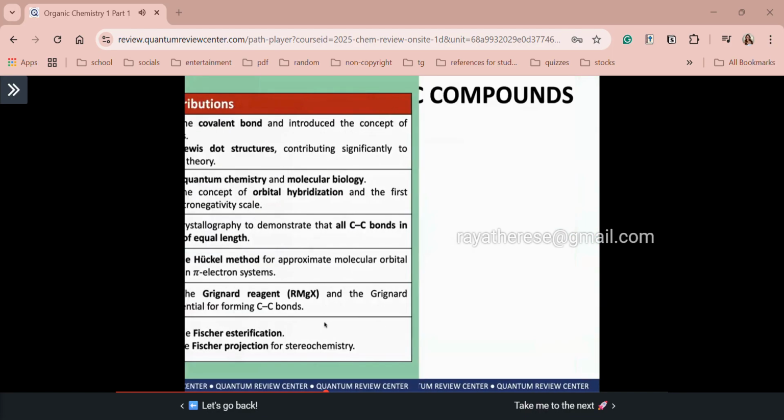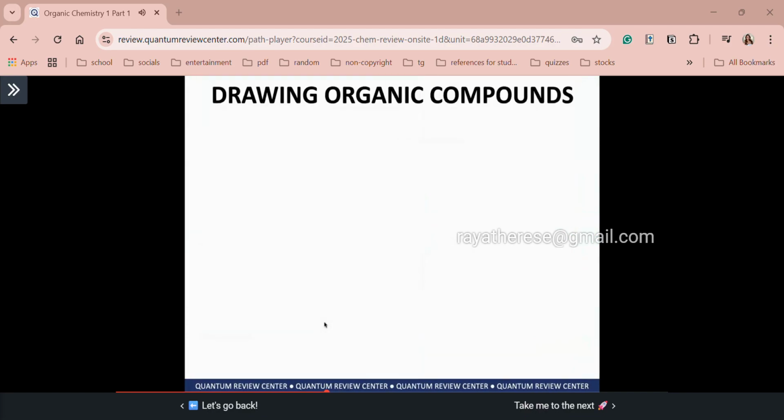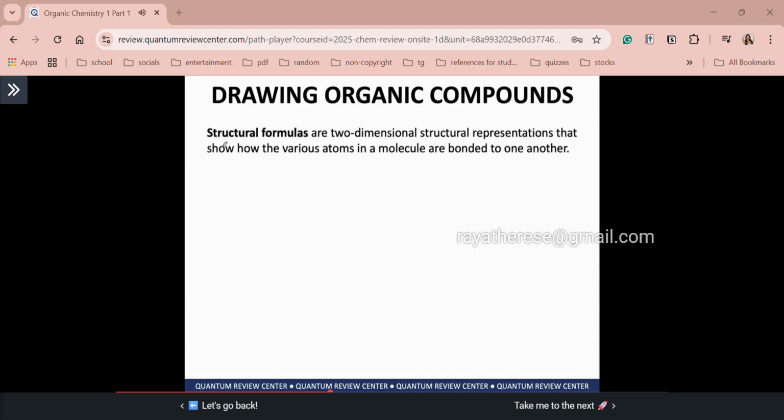So we are now going to discuss representations of organic compounds, particularly drawing your organic compounds. So class, let's start with our 2D structural representation. So of course, we have several kinds of formulas that we mainly use in order to visualize our organic compounds. Particularly in 2D representations, we have structural formulas. So class, formula defined as, it shows how the various atoms in a molecule are bonded to one another. So recall, for structural formulas, we are concerned with the arrangement of your atoms in a molecule.